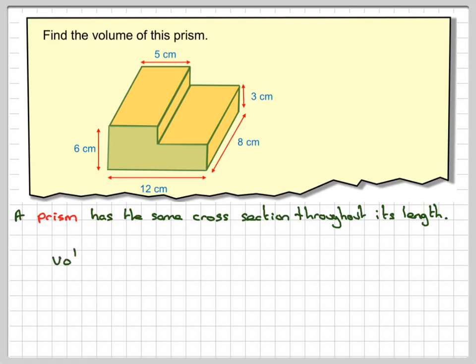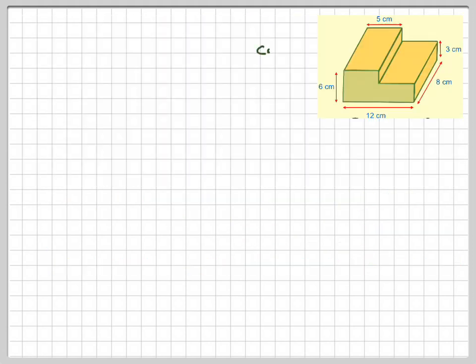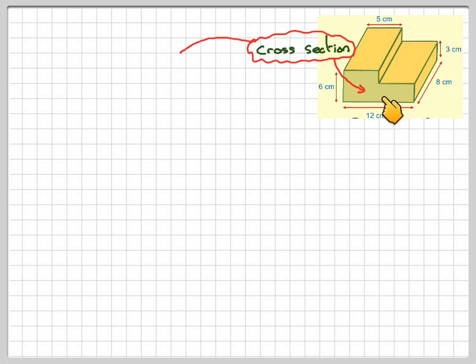Now if you have a prism, then the volume of a prism is the area of the cross-section times the length. So if you can find the area of this green bit and then multiply it by its length, you can find the volume. So let's have a look at that a bit more closely. The cross-section is this green bit, so we've drawn it out here.